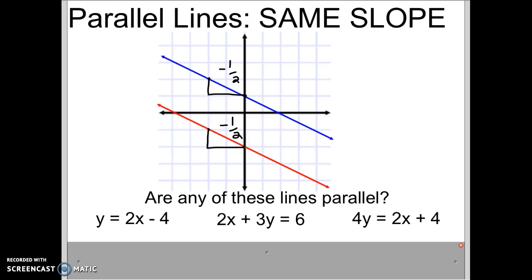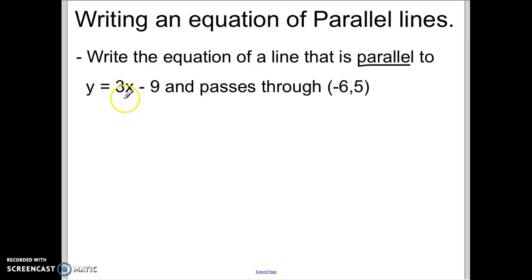And so in this case, we have a line with the slope in slope-intercept form. We also have a point. So without having to graph it, I'm going to use some information that I already know, and that is the equation y equals mx plus b.